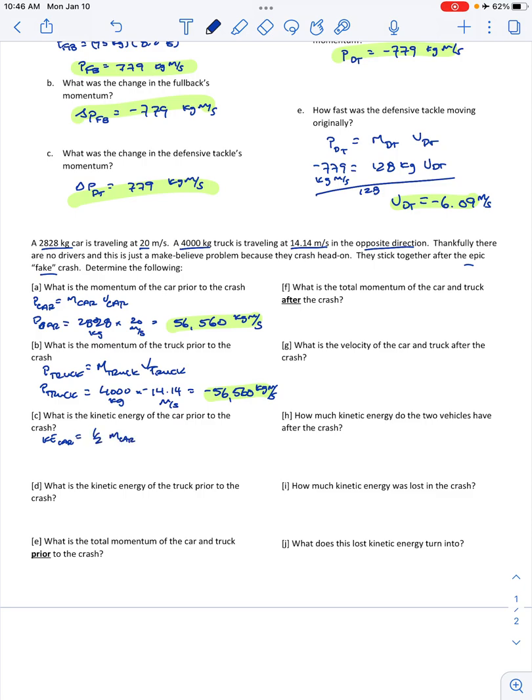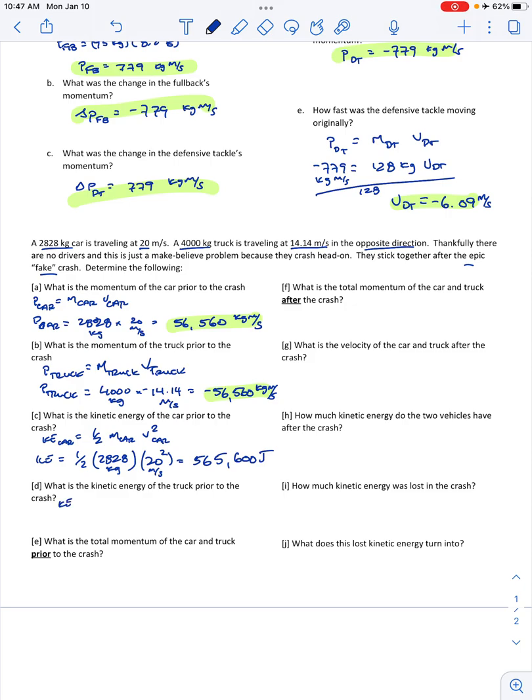Kinetic energy of the car: 1/2 the mass of the car times the velocity squared of the car. So 1/2, the mass of the car is 28 kgs, times 20 squared meters per second. So 0.5 times 28 times 20 squared. That's going to be 5,600 joules.